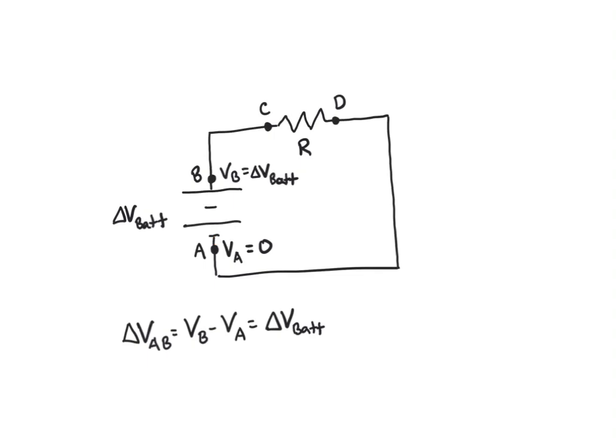If, on the other hand, I said the potential value at A is equal to 10 volts, that means the potential at B is 10 volts plus delta V of the battery. So whatever the value assigned to one of these points is, the other one is fixed to be delta V apart. In this case, B is the positive terminal of our battery, or high terminal of the battery, so the potential will always be higher at point B than at point A.